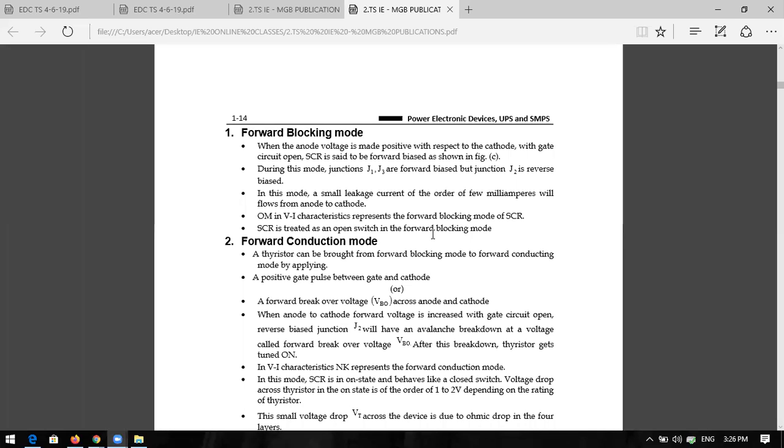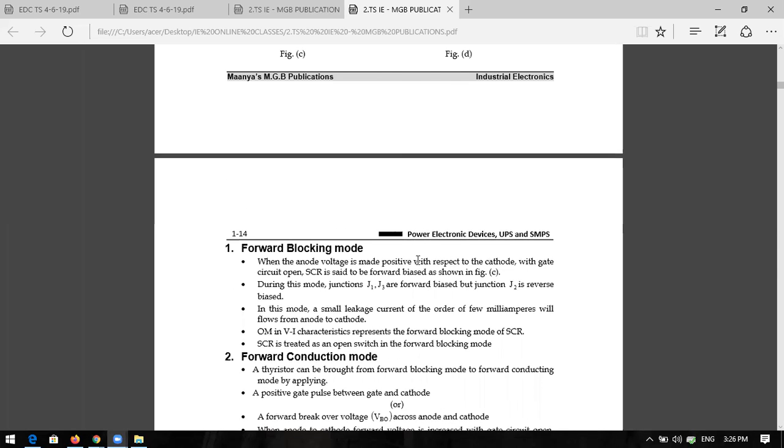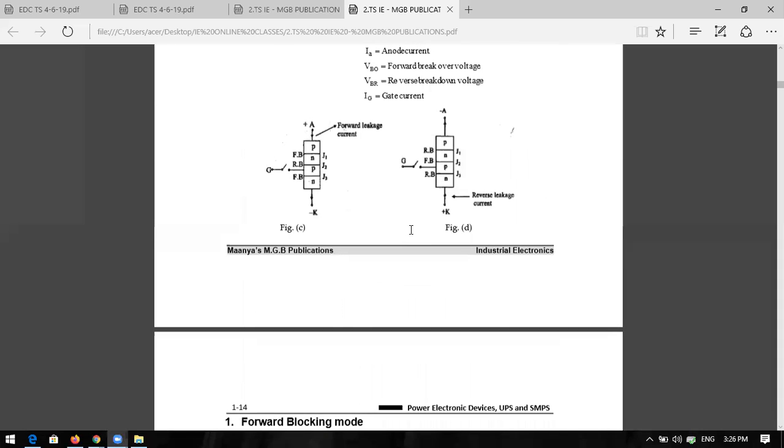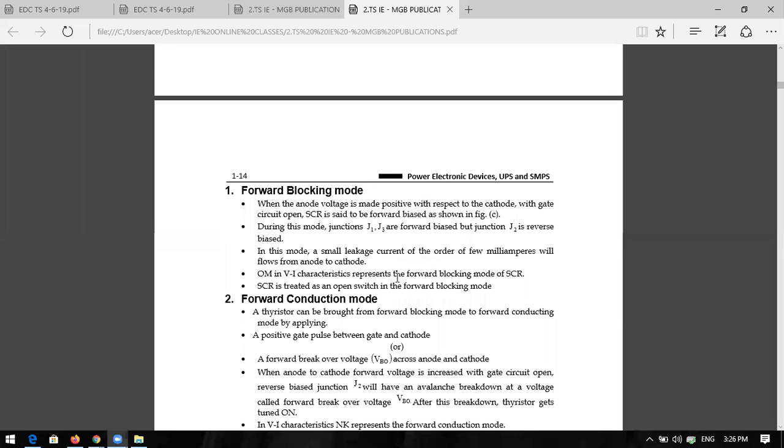Now the VI characteristics of the SCR. This is O2M, which you can call the forward blocking mode. The OM VI characteristics represent the forward blocking mode of the SCR. The SCR is treated as an open switch in the forward blocking mode. Theoretically, it is open circuited, which means there is no conduction of current. In the forward blocking mode, the SCR will not turn on.